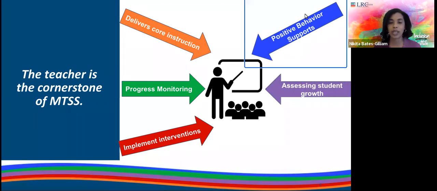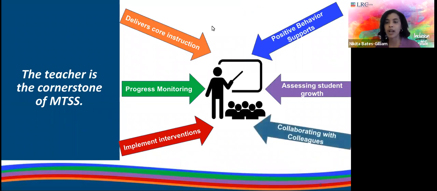Then the teacher will be in charge of assessing student growth. So again, monitoring and reviewing data, and then considering what the next steps are for the student. And then finally, the teacher is going to be responsible for collaborating with colleagues, because this is an ongoing process. So involving all the stakeholders who are taking a seat at the table to assess and support the students and looking at the next steps for the students.